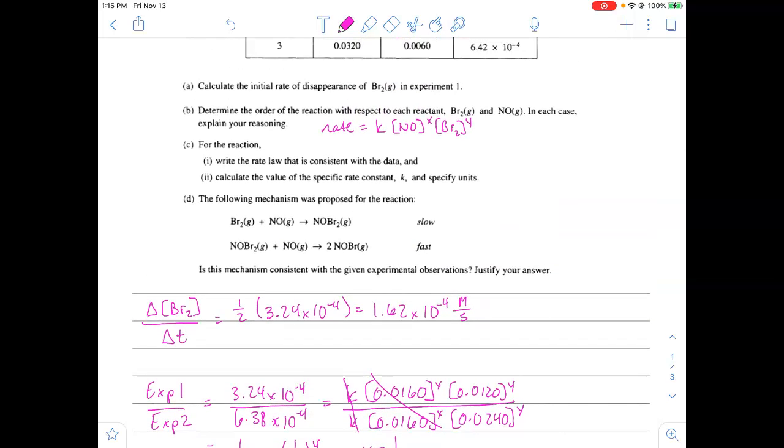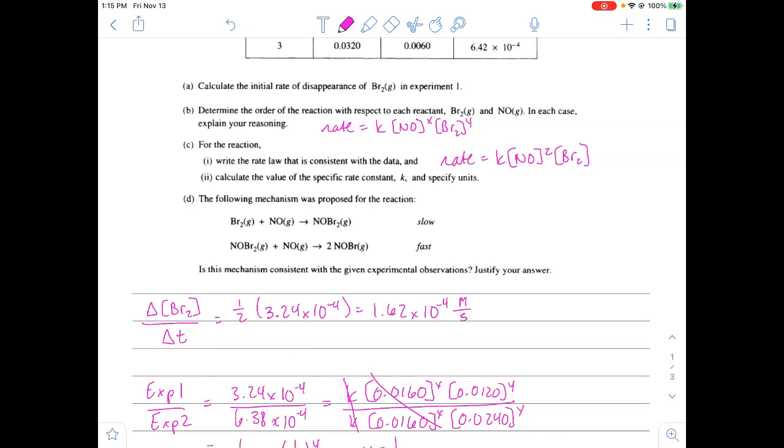Part C asks us to write the rate law that's consistent with the data and then calculate the value for the specific rate constant K and specify units. I'm going to skip part 2 of C because that's just plugging numbers in to calculate K. You'd pick an experiment, plug all the numbers in and solve for K. But we are going to write the rate law. So my specific rate law would be rate equals K times the concentration of NO squared times the concentration of Br2.